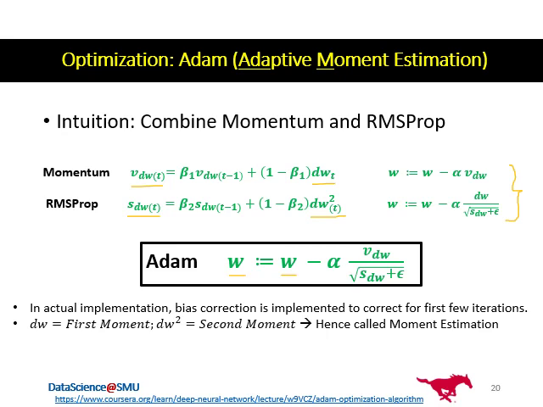Another tidbit of information is that Adam is not the name of a person, it actually stands for adaptive moment estimation. The reason is that the term dW, which is the gradient, is called the first moment, and the square of the gradient, dW squared, is called the second moment. Hence this algorithm is called adaptive moment estimation, because you're adapting the weights based on the moment estimation of the gradients.